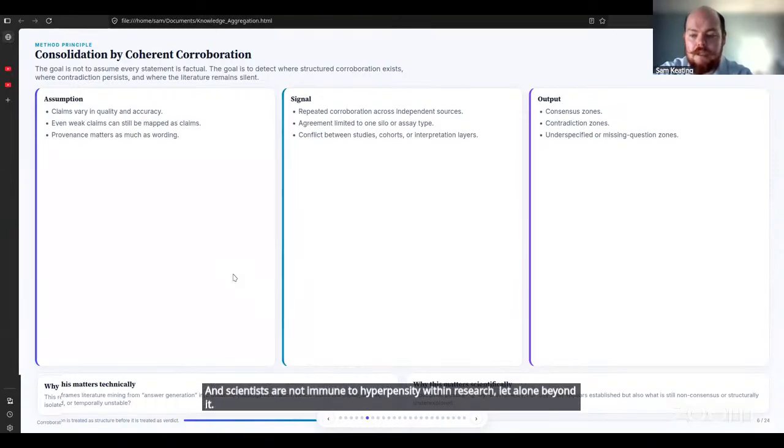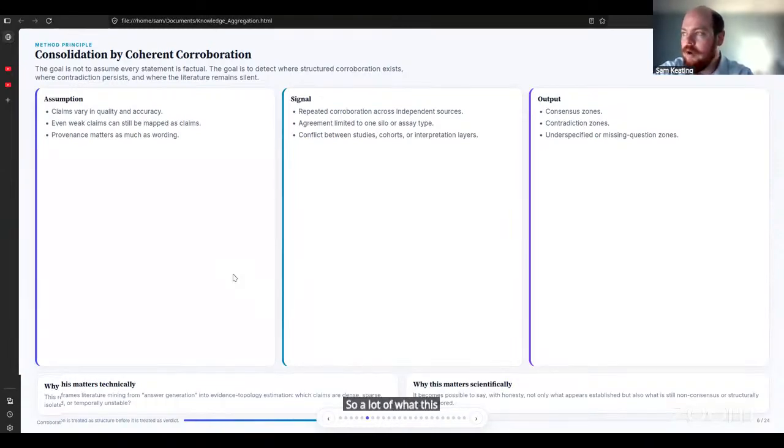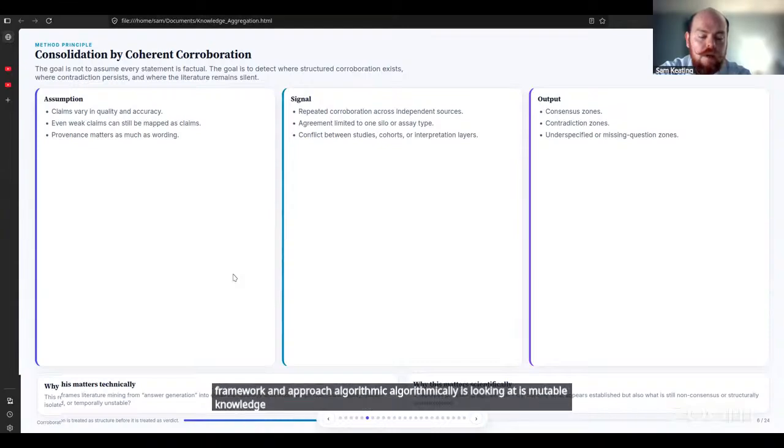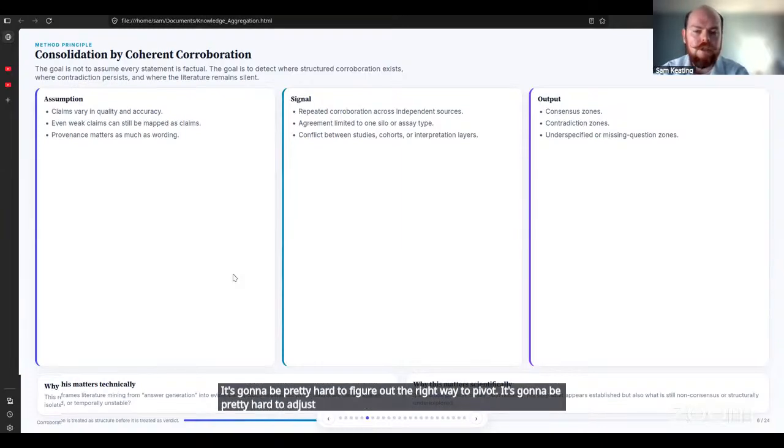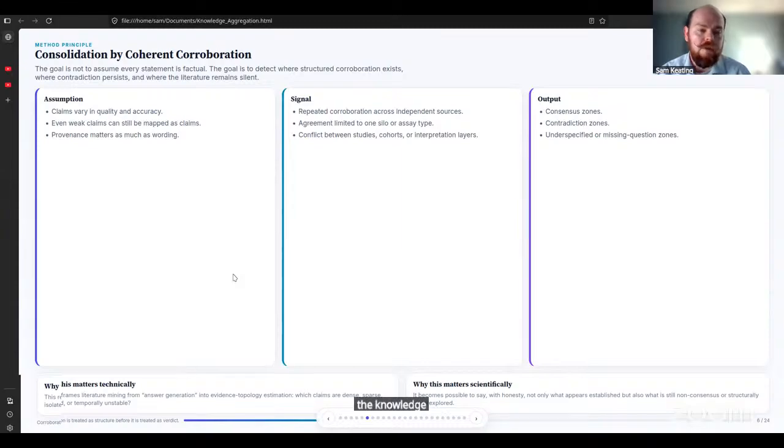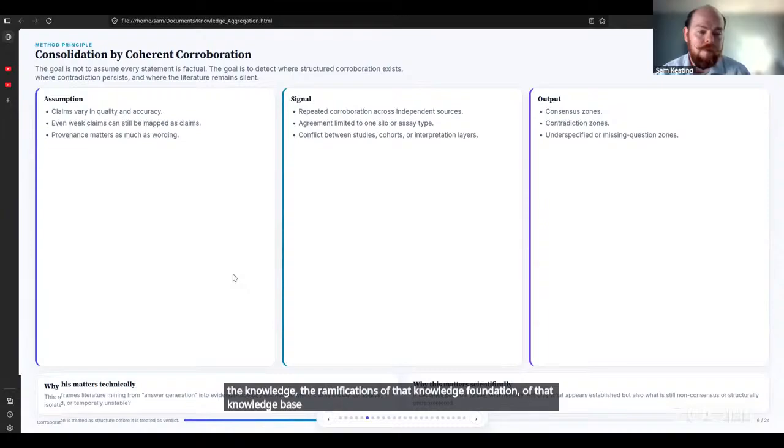So a lot of what this framework and approach algorithmically is looking at is mutable knowledge bases. If we want to question old knowledge, if it's the foundation of a skyscraper, it's going to be pretty hard to figure out the right way to pivot. It's going to be pretty hard to adjust the ramifications of that knowledge foundation, of that knowledge base, if any of it is to be overturned.